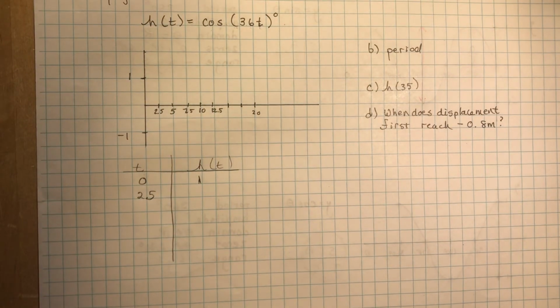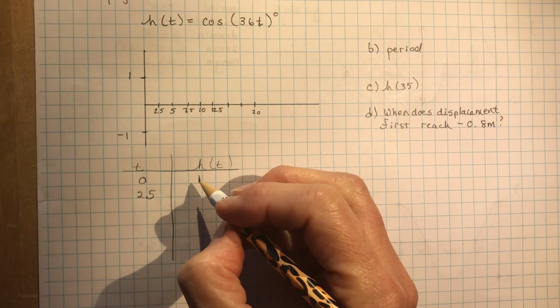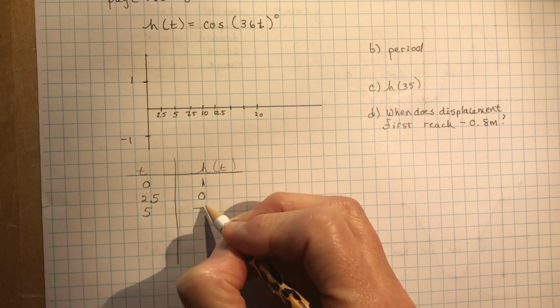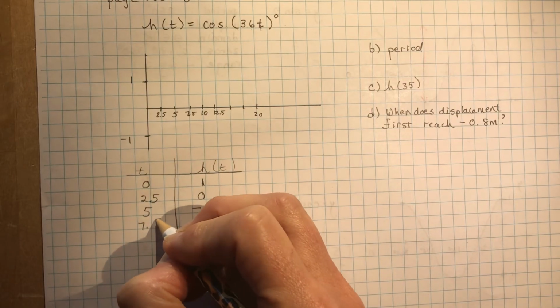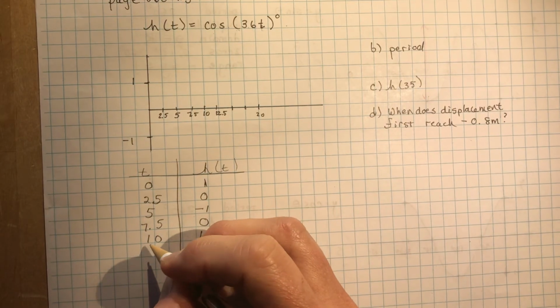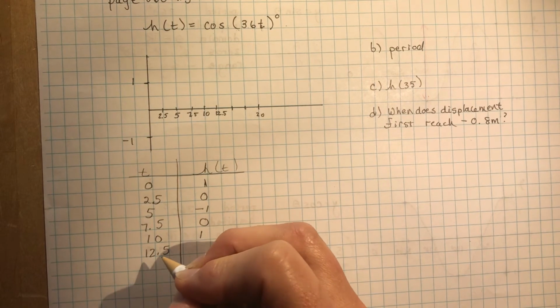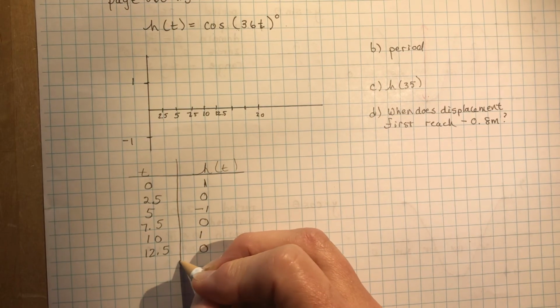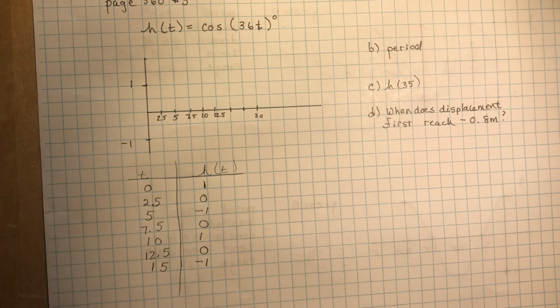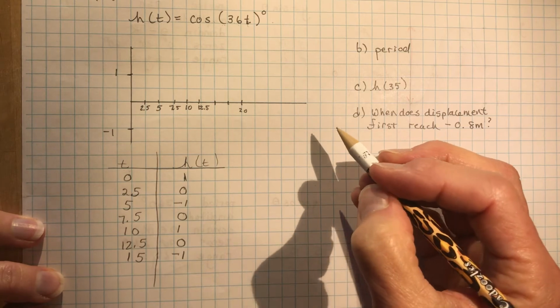Now I did these a little bit earlier, so I would have a bunch of values for you. Cos of 0 was 1. At 2.5, you can do this on your own, but it goes to 0. Let me just write out the first few. Minus 1. 7.5 is 0. 10 is 1. 12.5 gives you 0. So you're just plugging these into your calculator, okay? It's not a big deal here. 15 is minus 1. Okay, now that's as far as I'm going to go because I'm going to sketch it for you and you're going to see a pattern already.